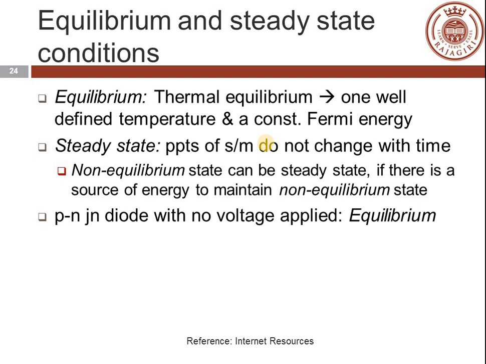For example, you are having a PN junction diode. Simply you are having a PN junction diode. You haven't connected any forward or reverse bias or any source of voltage. Then that PN junction diode is in equilibrium because you don't have any external source of excitation other than the room temperature.